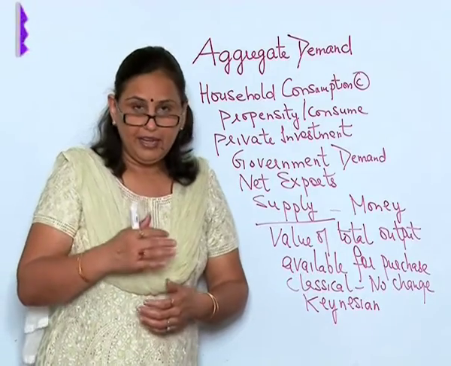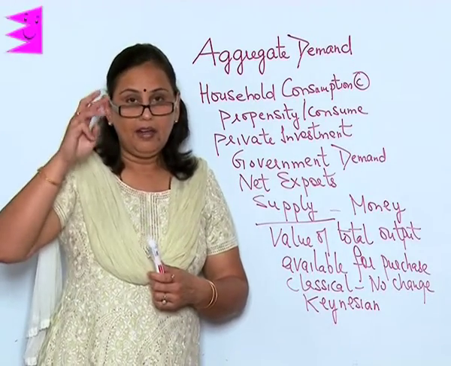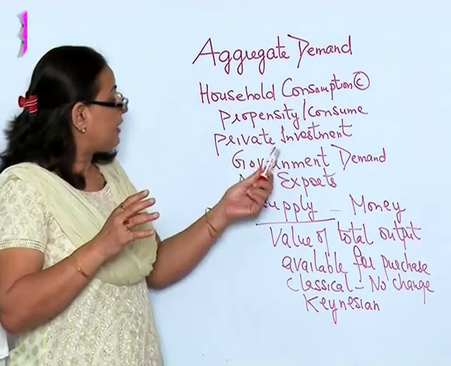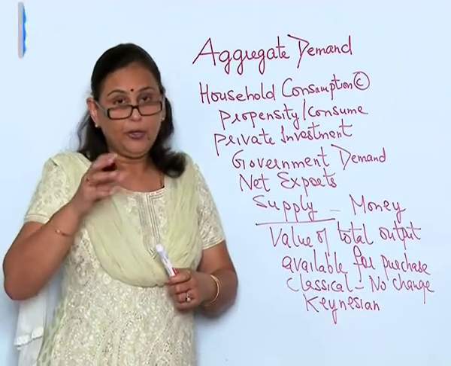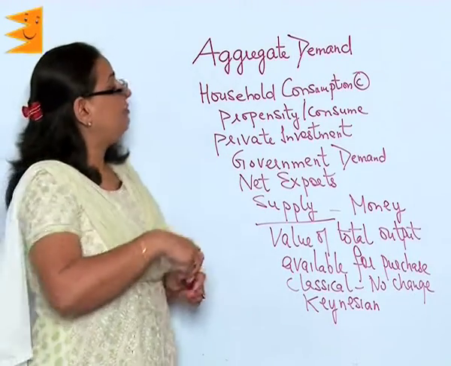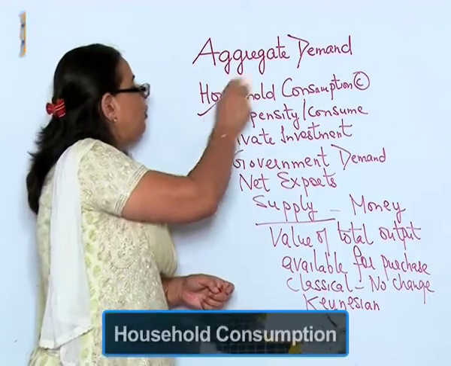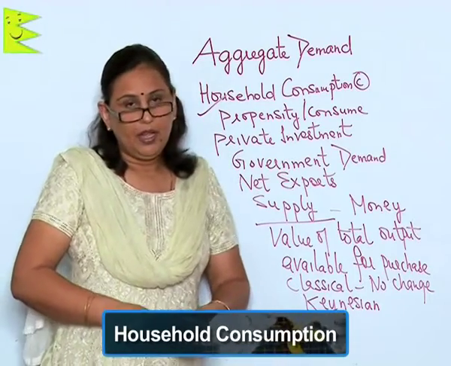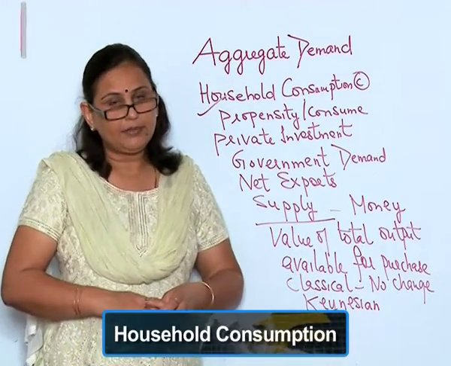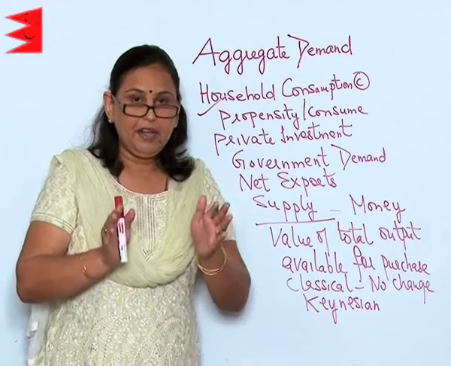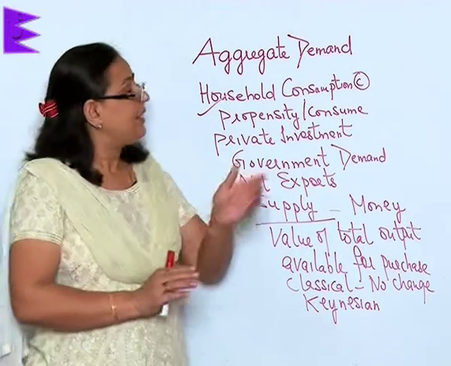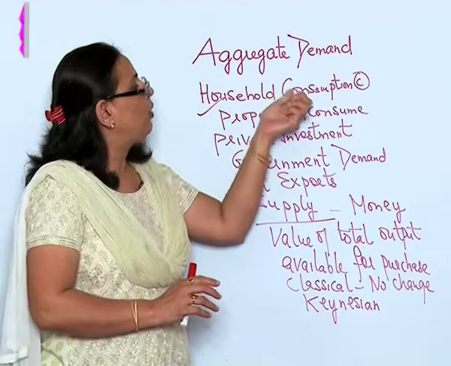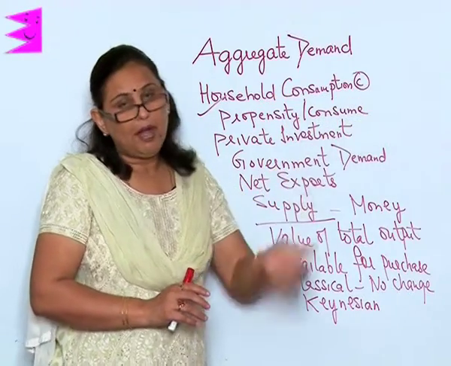When we talk of aggregate demand, there are some components which are very important to be included. First of all is the household consumption. Household consumption means whatever every house consumes is termed as the household consumption demand.